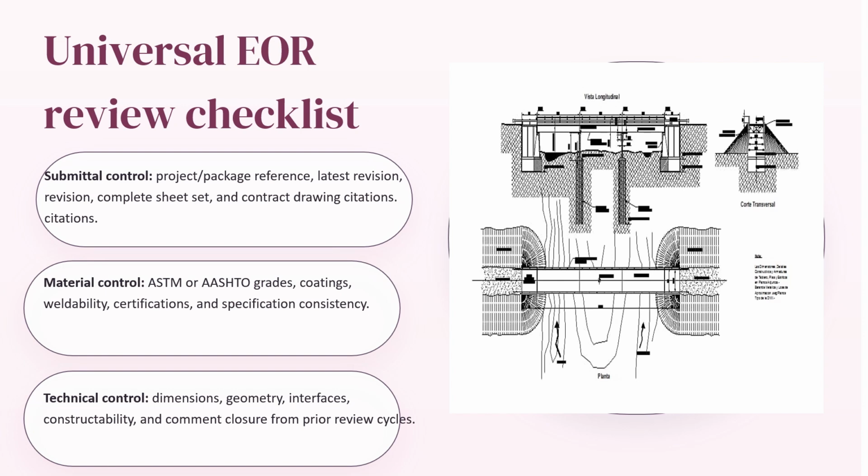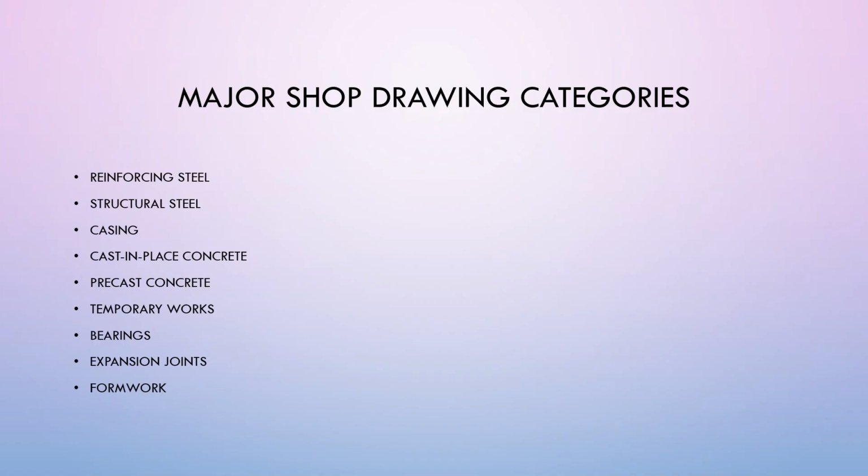Technical control: dimensions, geometry, interfaces, constructability, and comment closure from prior review cycles. Let's go to another slide. Major shop drawing categories.